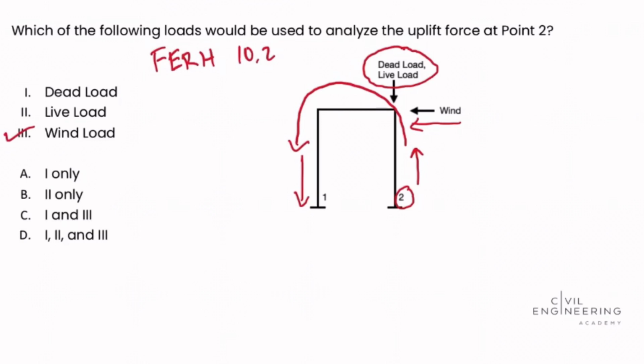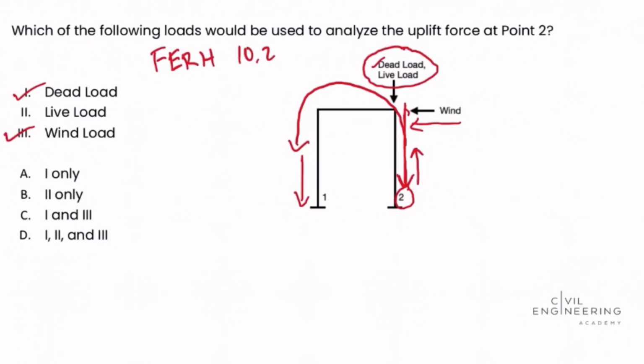And the uplift force is counteracted by the dead load because the dead load is driving down this column like this to point 2. So the dead load is also involved. The live load, when it's present, its force is also downward in the same direction as the dead load. And it increases, obviously, the magnitude of that downward force. But the live load cannot be used to analyze the uplift force because it is not always present.